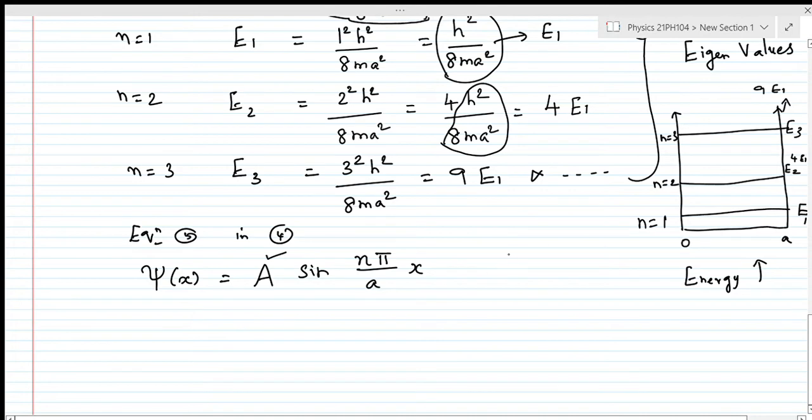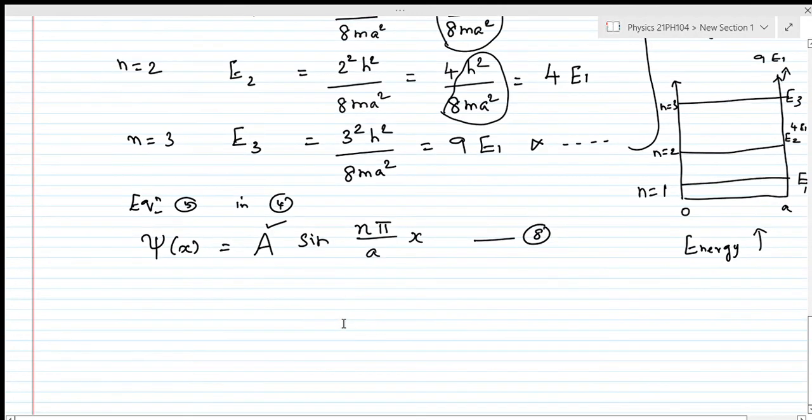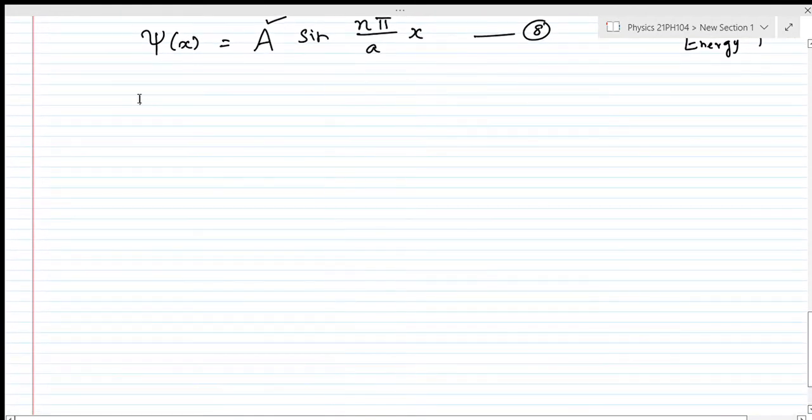Now, I am taking this as equation number 8. To find the value of a, we are going for the normalization condition. That is, we need to take the probability density. So the topic is about finding the arbitrary constant value a. For this, normalization of the wave function psi should be taken.